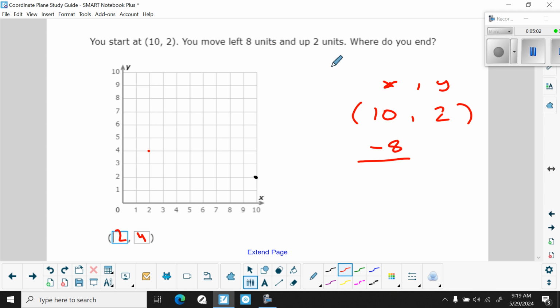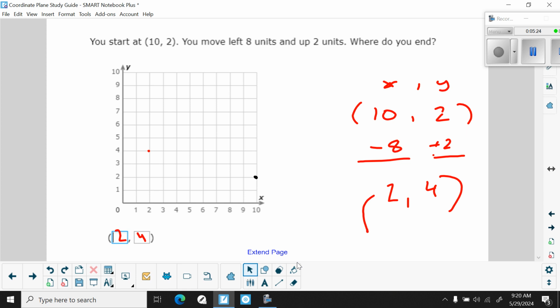I'm going to take my y-coordinate and add 2 to that one. So another way to do this, you could do it without graphing. 10 minus 8 is 2, and 2 plus 2 is 4. You get the same point, 2, comma, 4. I apologize for my pen being so laggy. I don't know what that's all about. 2 comma 4. Next question.